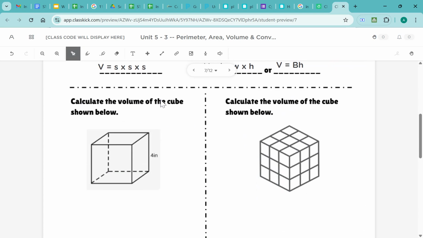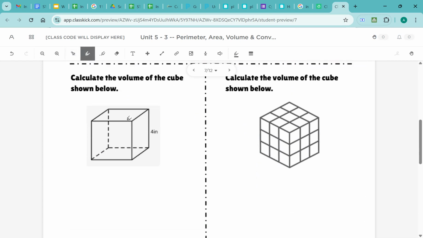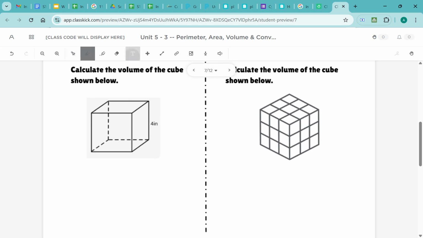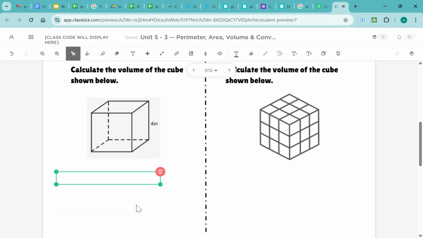We're going to calculate the volume of the cube shown below. I'm not just going to start, I'm going to fill out some information first. First, I'm going to write down the formula. I have a cube, I'm finding the volume. I look at my formula chart. I see volume equals side times side times side. So I'm going to take whatever the side is and multiply it 3 times.